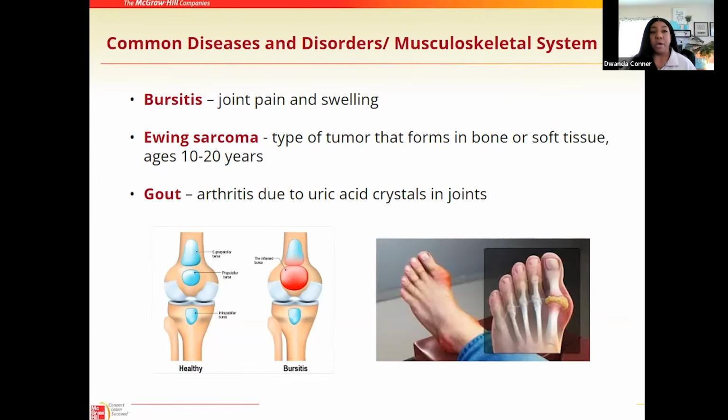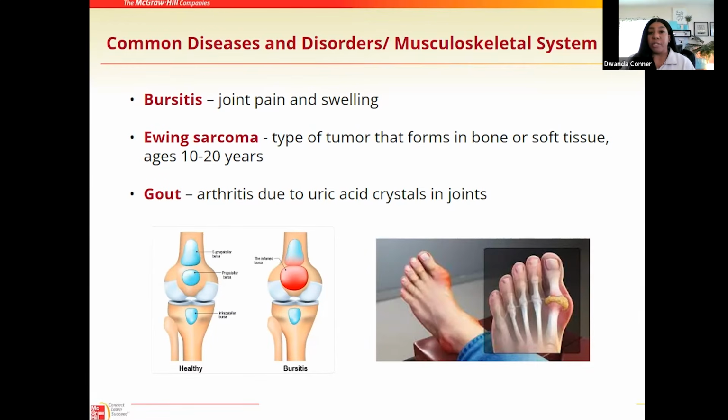Ewing sarcoma, we don't have a photo for, but that's a tumor that forms in bone or soft tissue, and the age is between the ages of 10 and 20 years old, so very young there. And then in the photo to the right, we have gout. Gout occurs from crystal. It's uric acid that crystallizes within the joints.